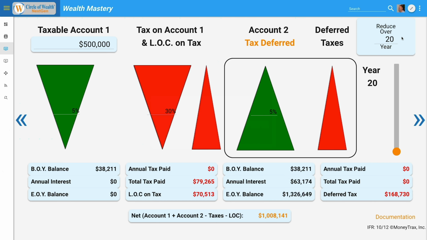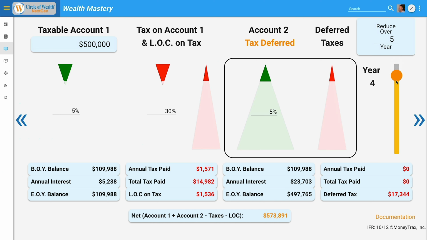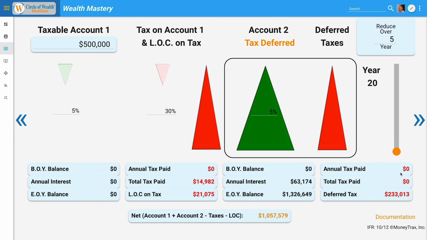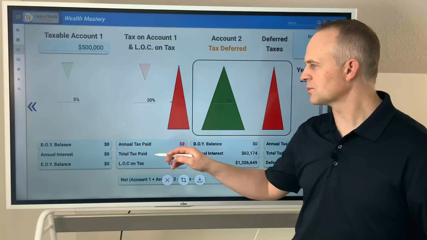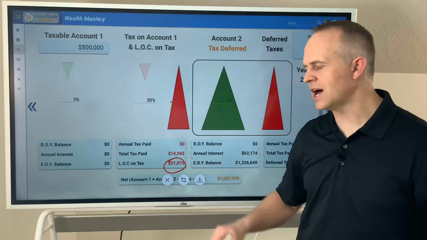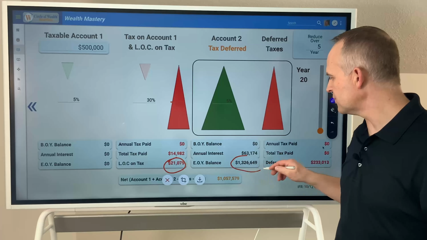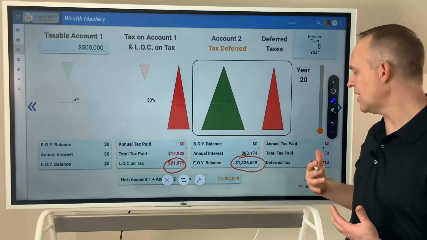But what if we did it over 10 years, let's say, or even let's do 5 years. Let's say that we reduce this over a 5-year window. Now what does that look like? Well, over a 5-year window, what are we doing? We're quickly getting rid of the problem over 5 years, which is really reducing the amount of lost opportunity cost and taxes and everything else, and really improving our balance over here on this account.